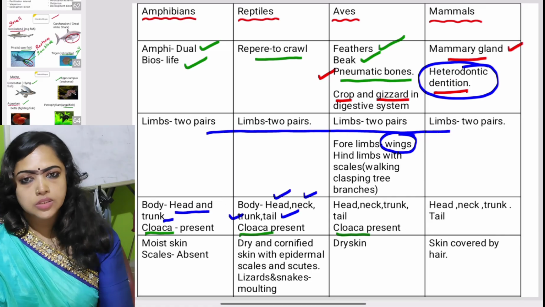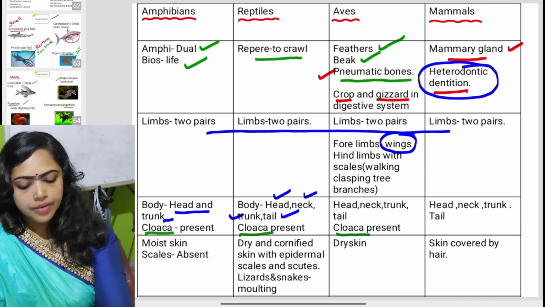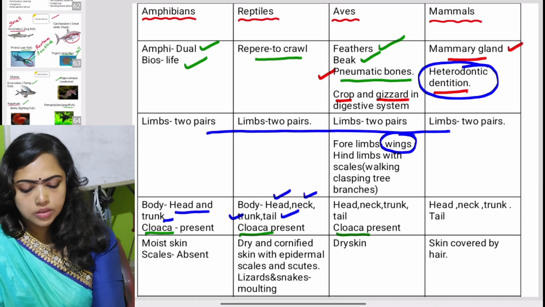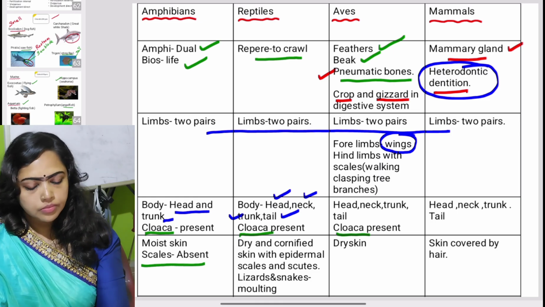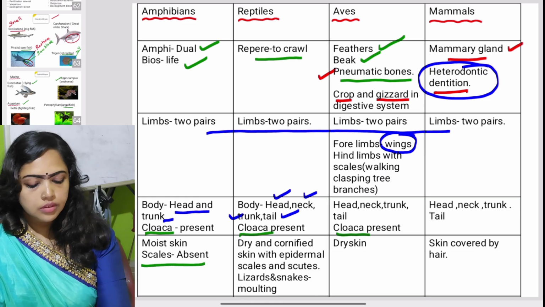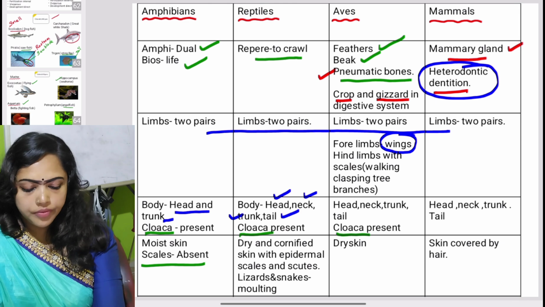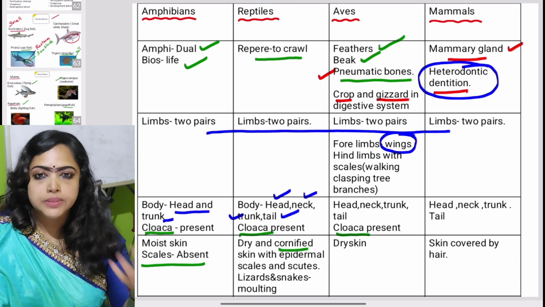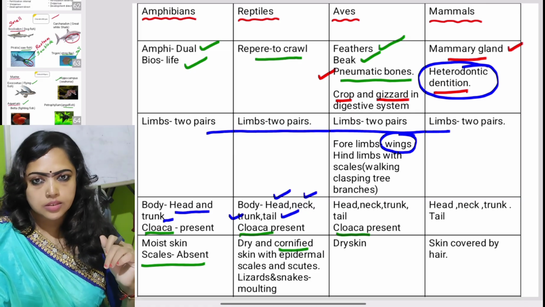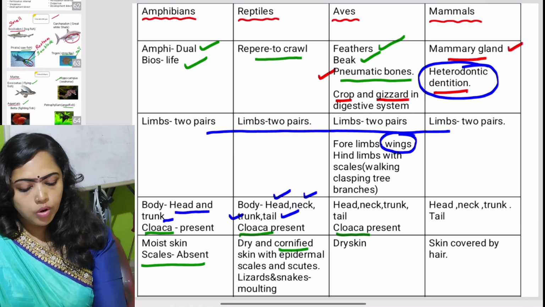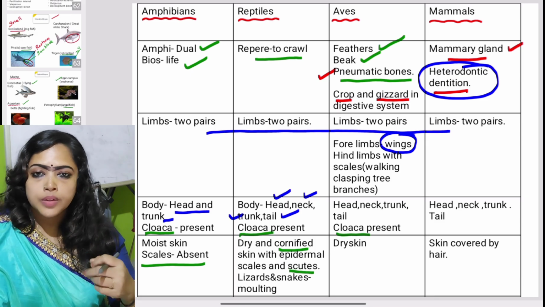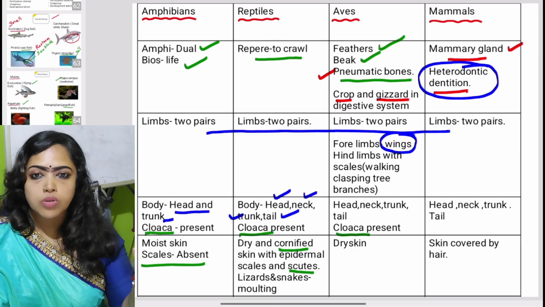And then the features regarding their skin. Amphibians, moist skin is present or slippery skin without what, scales. Scales are absent. And then reptiles, dry and cornified skin is present. Cornified means it is harder than the normal skin due to the deposition of the protein called keratin, and it is also made of dead cells. Okay. And then it carry what, scales and scutes. Scutes are also harder than the scales, which is like turtle shell and crocodile skin.